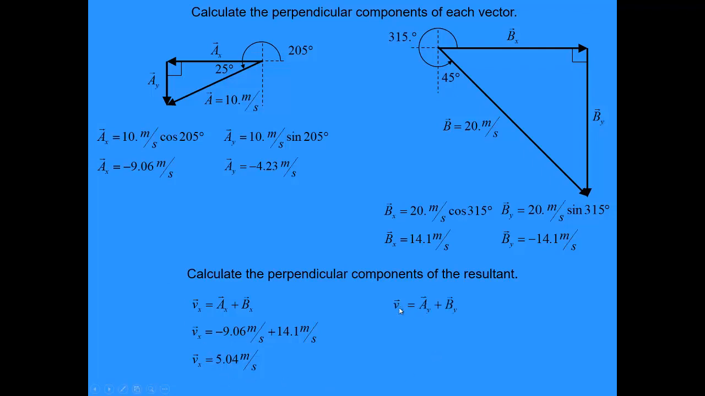The y component of our resultant velocity is the vector sum of the vertical components. Negative 4.23 meters per second and negative 14.1 meters per second for the even larger negative 18.33 meters per second.